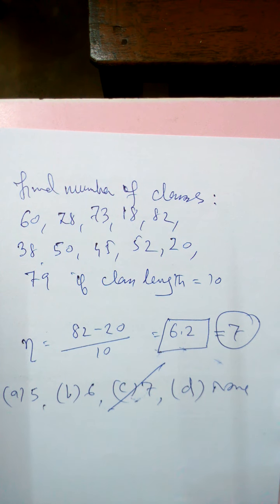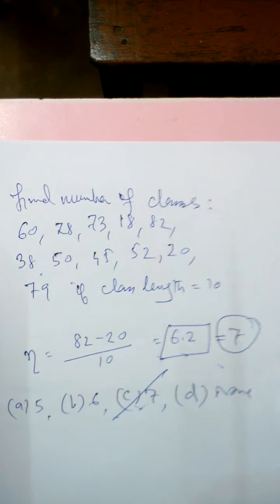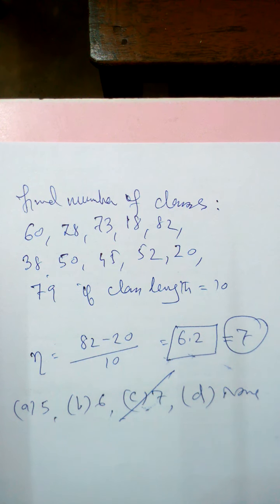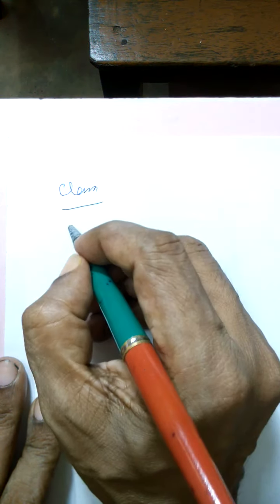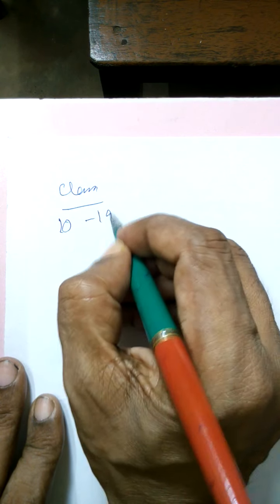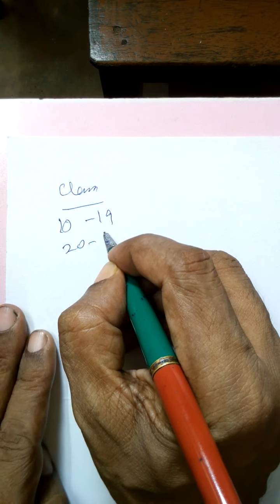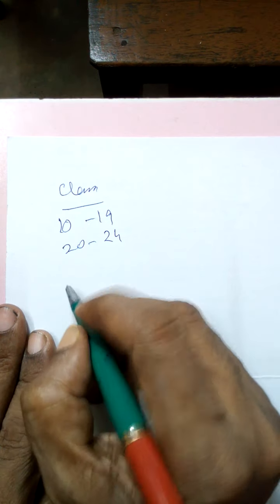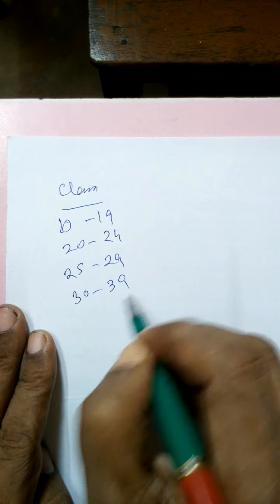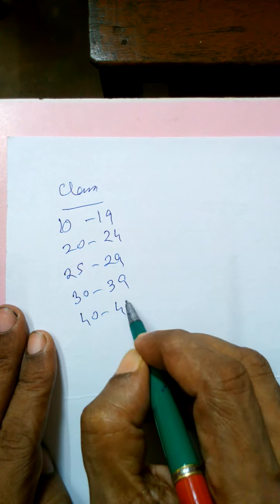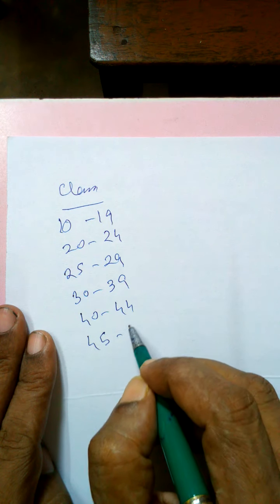Now come to one more idea. When we have frequency, we can have cumulative frequency, meaning frequencies will be added from the top or from the bottom. That means there may be two types of cumulative frequency. Classes are given, class intervals are given: 0 to 9, 10 to 19, 20 to 24, 25 to 29, 30 to 39, 40 to 44, and 45 to 54.